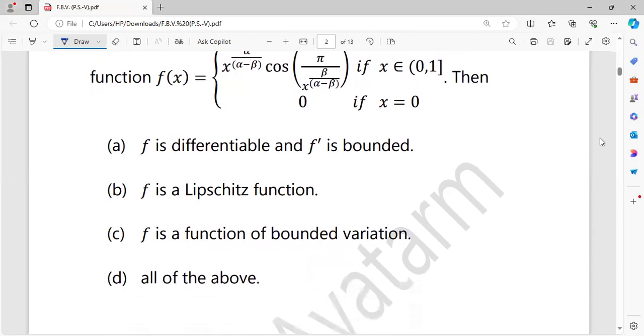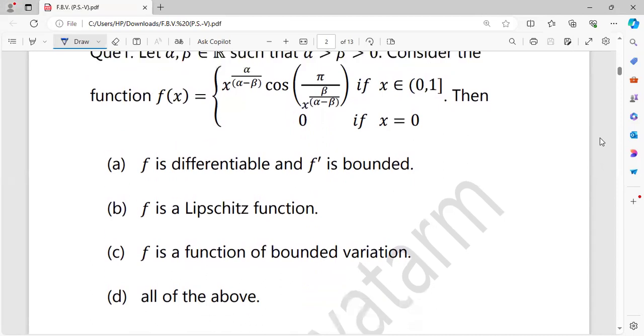Option A: f is differentiable and its derivative is bounded. B: f is differentiable and f is a bounded function. C: f is a function of bounded variation. D: all of the above. So let's check it.